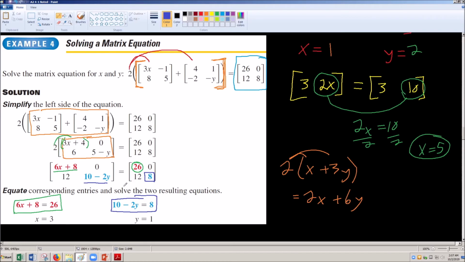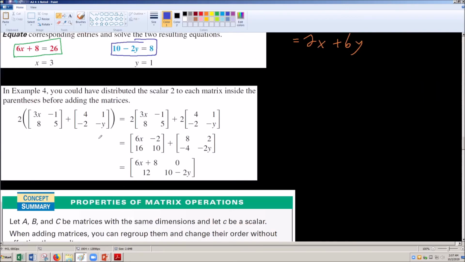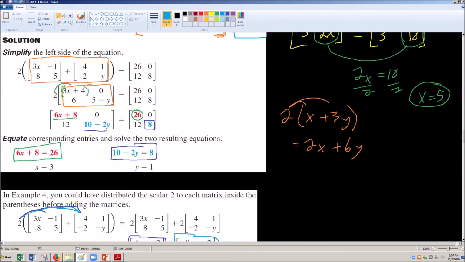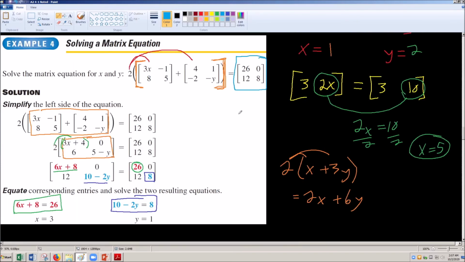Now again, I personally would not do it this way, but you can if you would like to, which is to take my 2, which is a scalar for everything inside, and I can send it into the first and second matrices. So 2 times 3x, 2 times negative 1, 2 times 8, and 2 times 5 is going to bring me right here. I'm also going to do that same thing, sending it into the second matrix here. So sending it into the second matrix, 2 times 4, 1, negative 2, negative y, brings me here. Last step is just going to be adding these two things together. Once I add them together, I'm now at the same final step where I'm going to set them equal to whatever the thing on the right was. So my original equation gives me that.